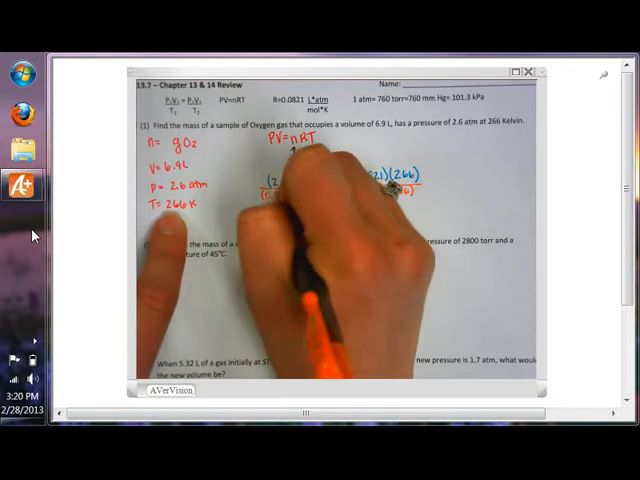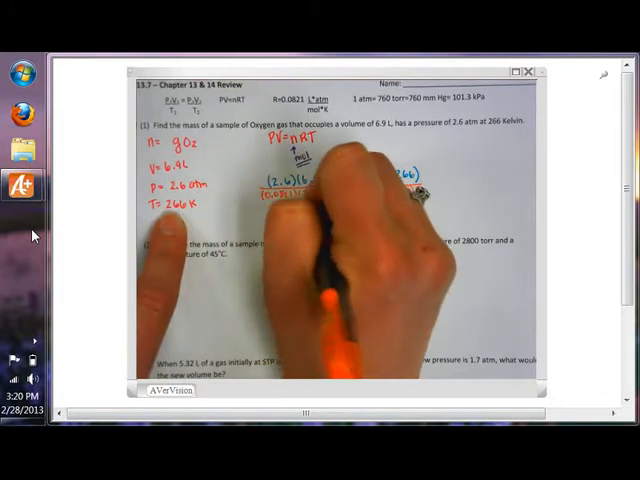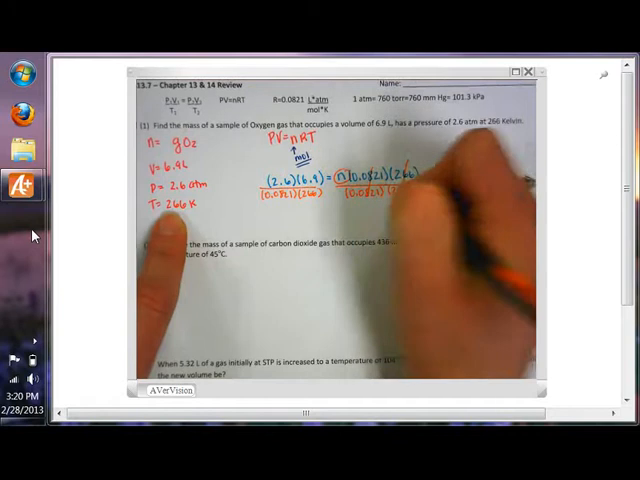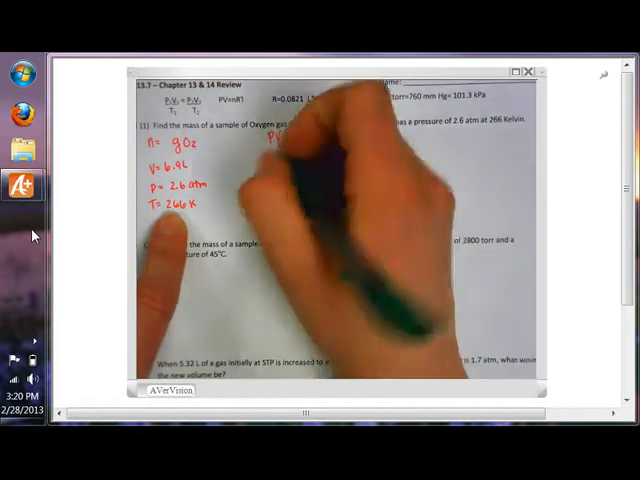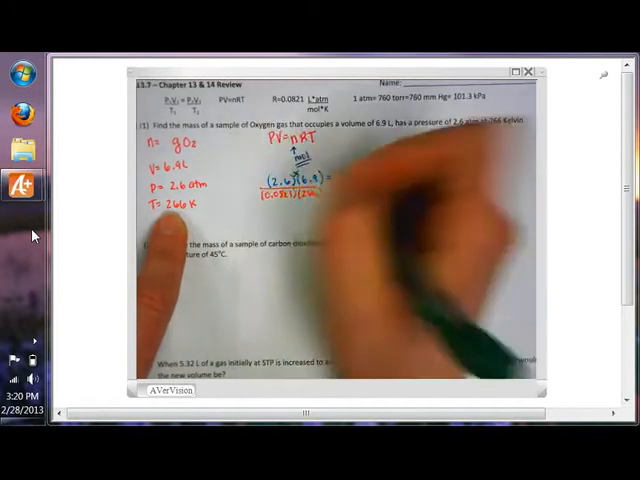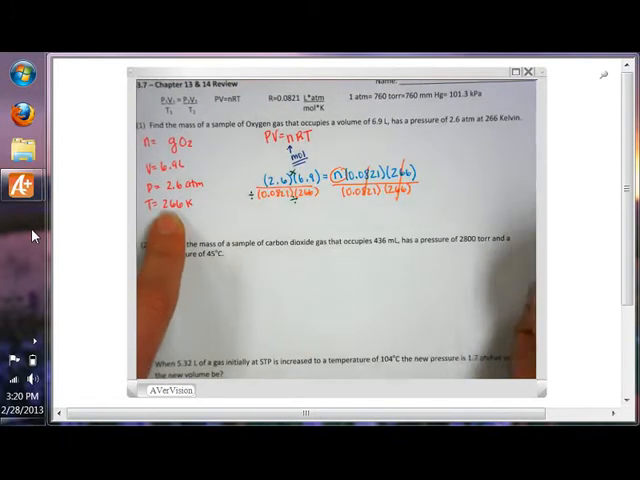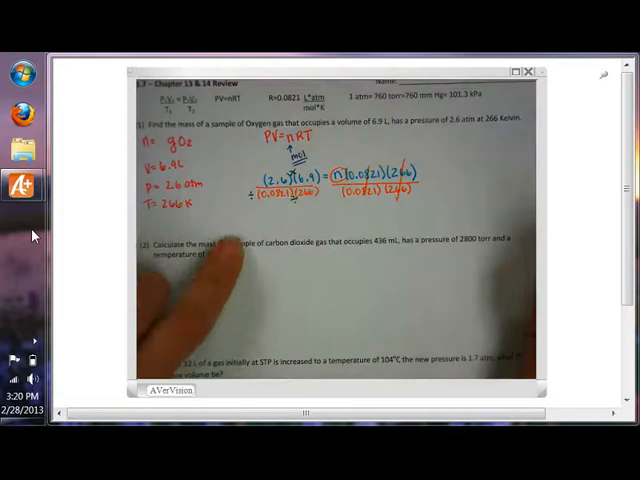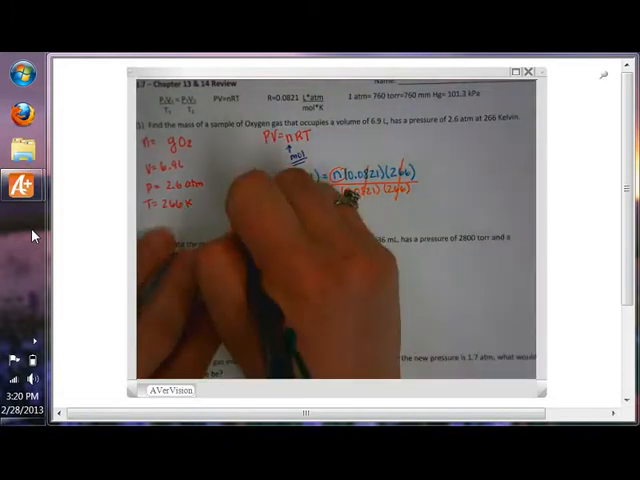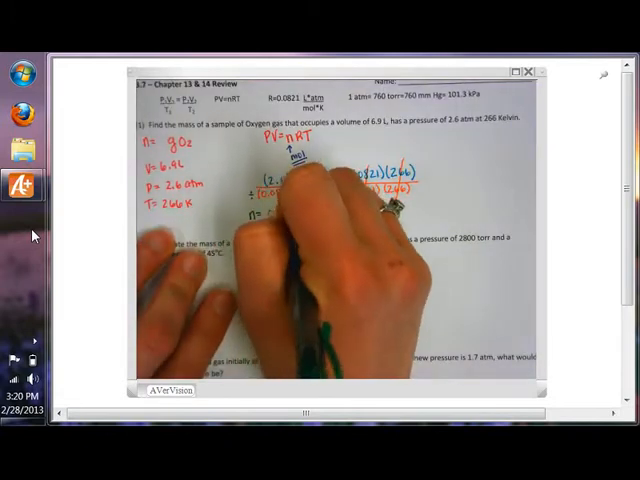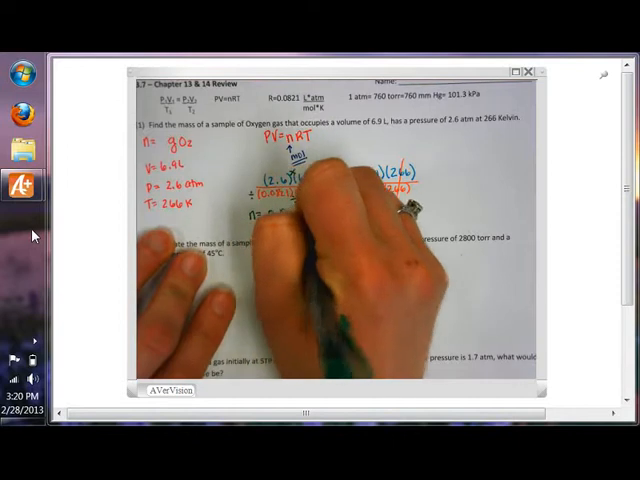These cancel. Now when you type this into your calculator, make sure you multiply on the top, hit divide 0.0821, and hit divide 266. So your calculator is going to spit out n equals 0.82148 moles of O2. n, once again, is moles.